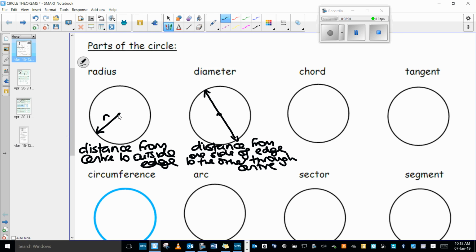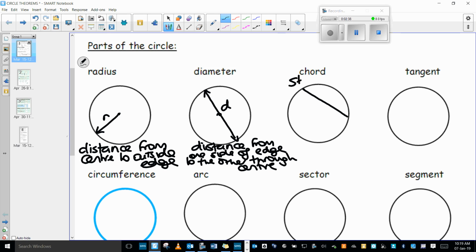And what do you think we label this one? Okay, who knows what this is? A chord, not a musical one. Okay, what's a chord? Lovely, perfect. From one part of the outside edge to another. It's a straight line, yes? So it's a straight line from one part of the circle edge to the other.